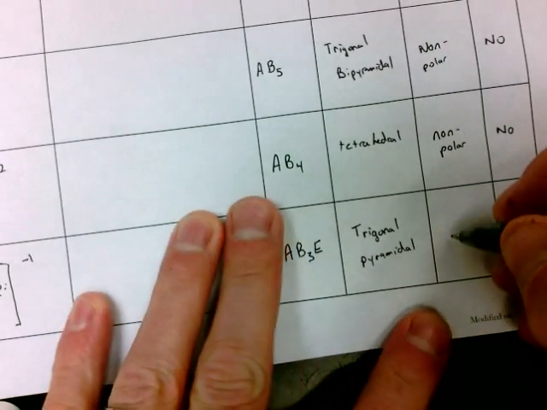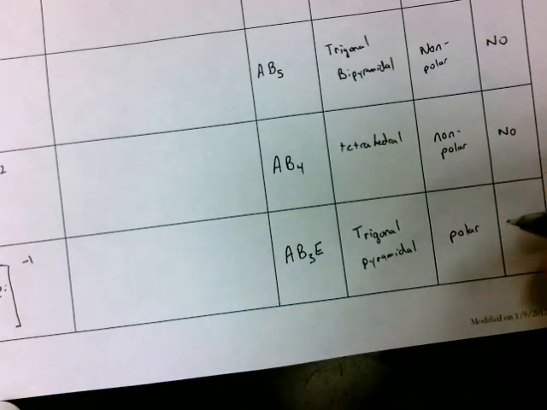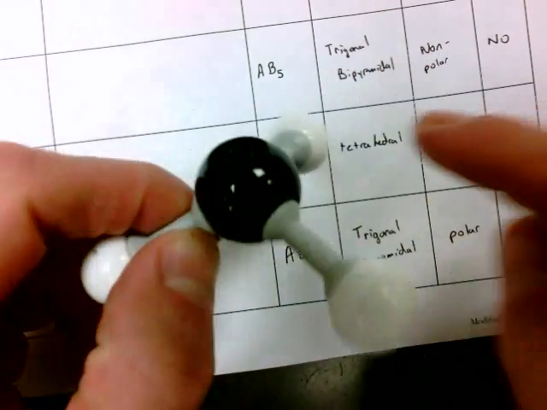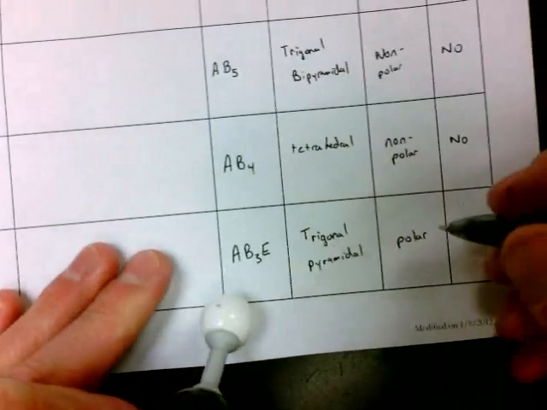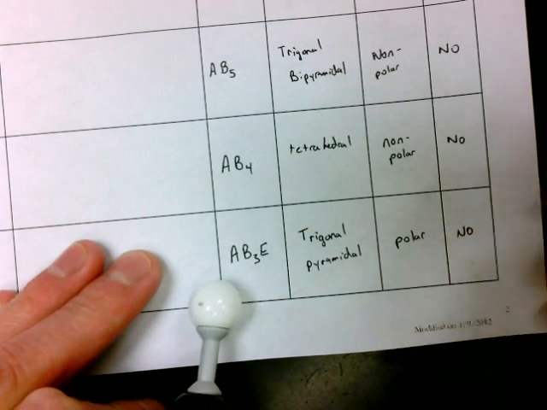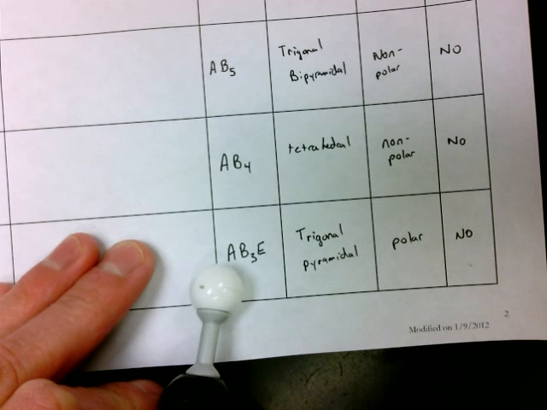Central atom's not 100% surrounded, so there's a distinct space where there's no atoms, and a distinct area where there are atoms, so that's polar. No doubles or triples, so that is a no resonance structure.